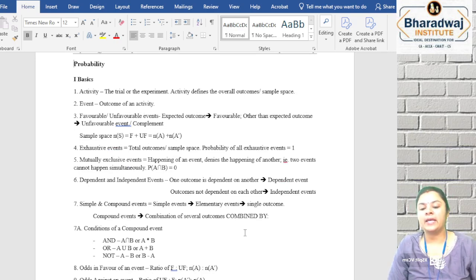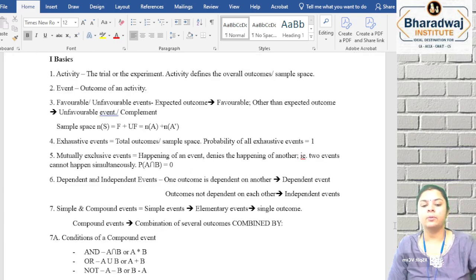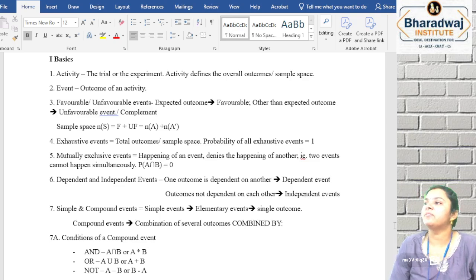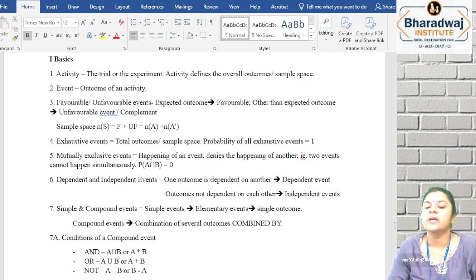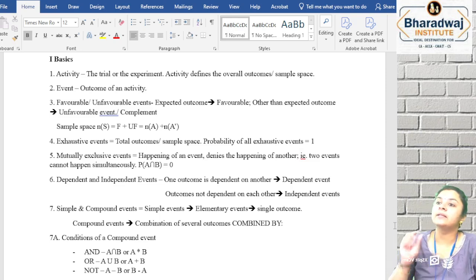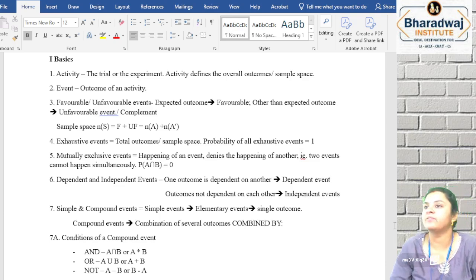Now, let's quickly recap the terms and the words associated with probability. First one, activity. It refers to the trial or the experiment, where activity will define the denominator or the sample space, the number of outcomes. Event is nothing but the expected result of the activity, whether what you expect comes or what you expect does not come. Event is nothing but the result of the given activity.